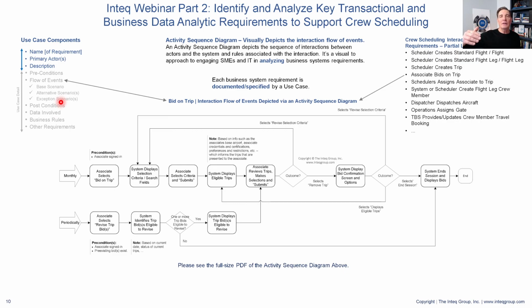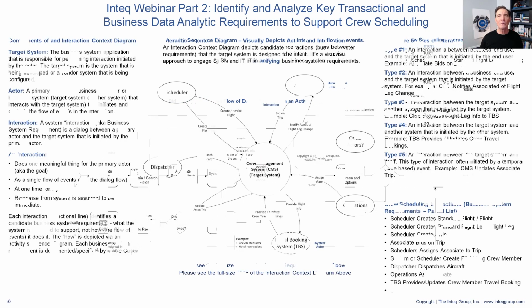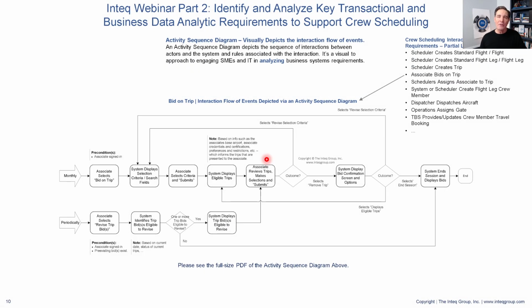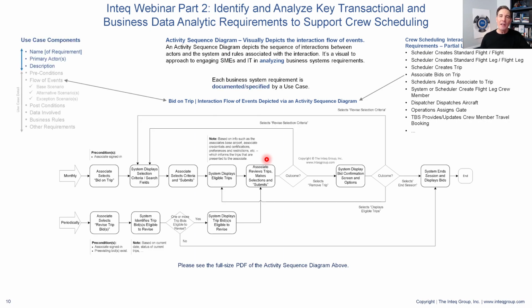So once we've identified our requirements, we start doing analysis, right? We start filling out the various components of a use case to document that particular requirement. So identify, analyze, and specify. The context diagram helps us identify requirements. The interaction flow of events helps us analyze requirements along with the conceptual data model, right? The use case enables us to specify the requirement.